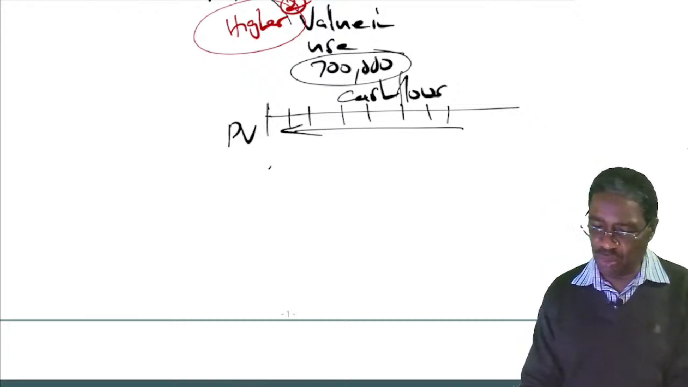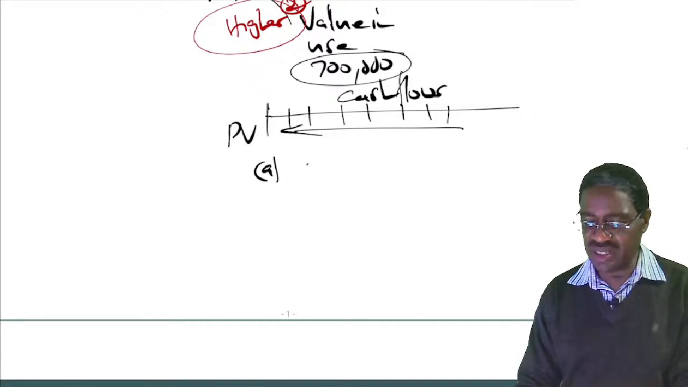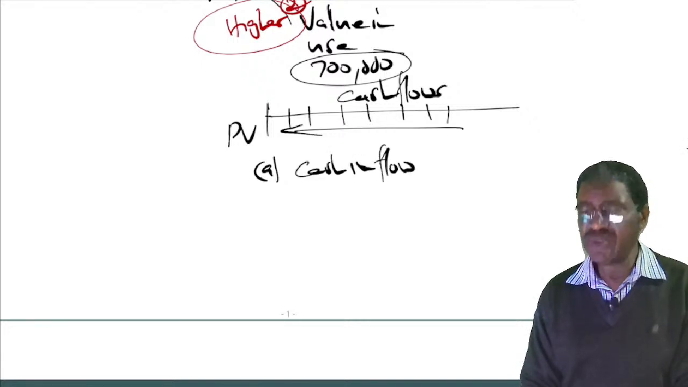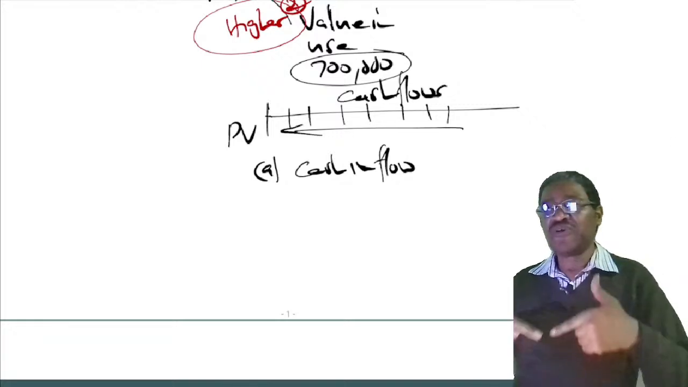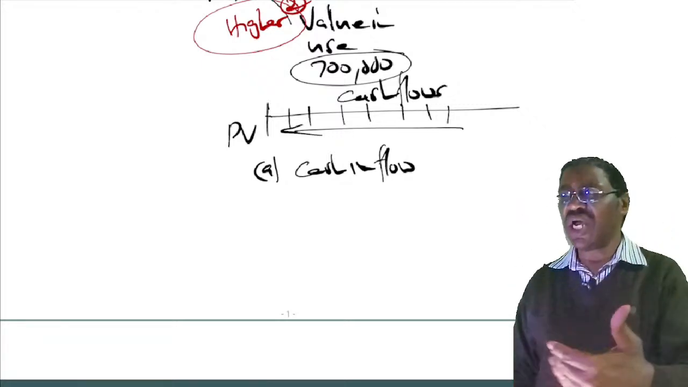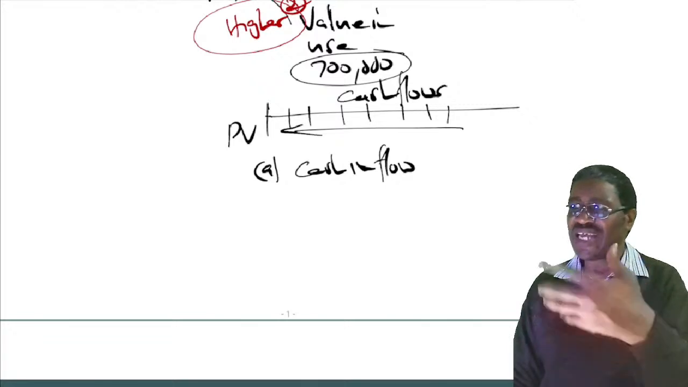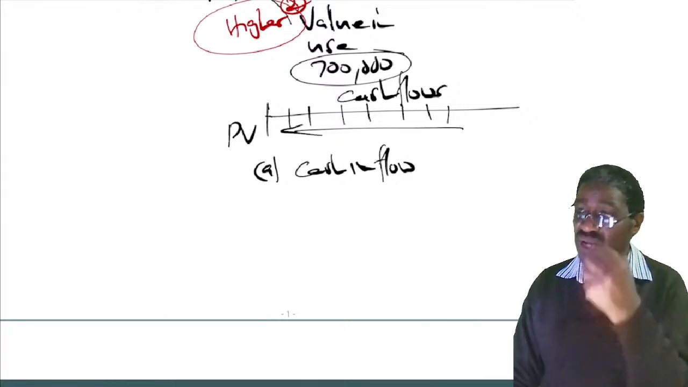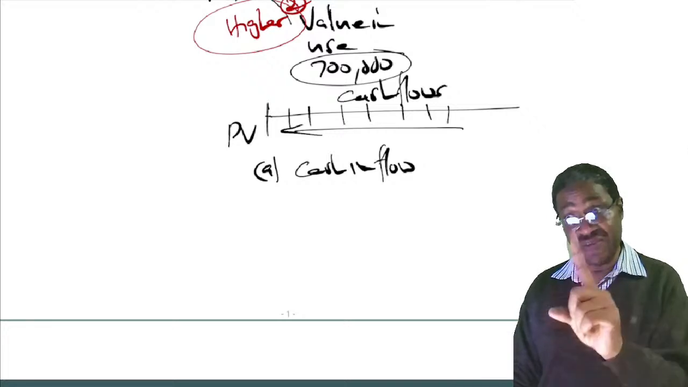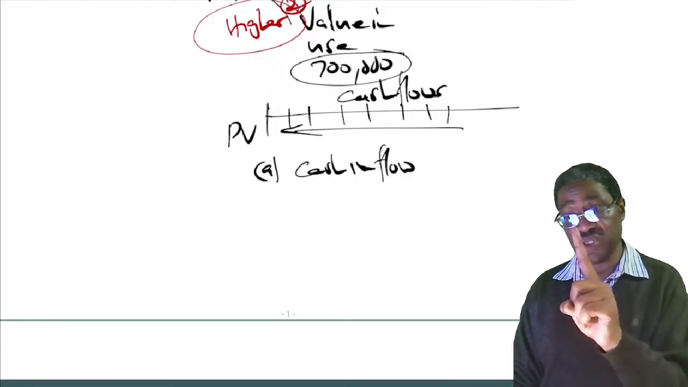One of the components of the cash flows is any cash inflow that will be generated from the continuous use of the asset. As you keep using this asset in the future, what are the cash inflows that will come in as you continue using the asset? That's one of the components.